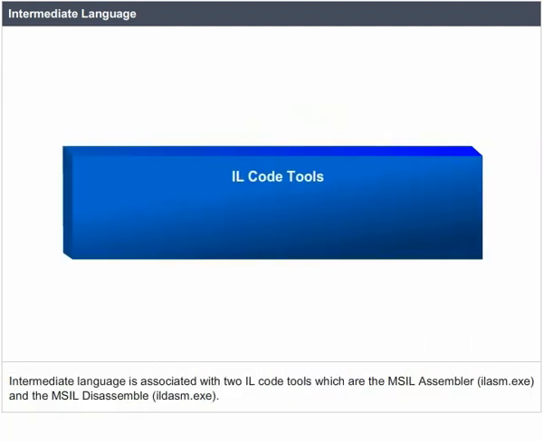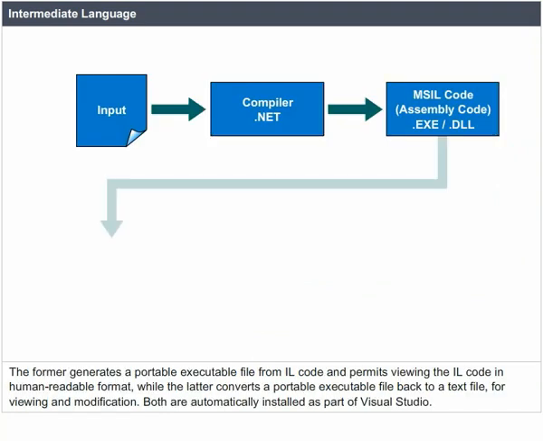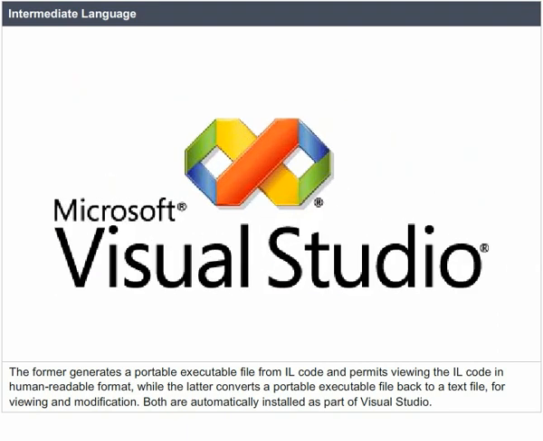Intermediate language is associated with two IL code tools, which are the MSIL assembler, ilasm.exe, and the MSIL disassembler, ildasm.exe. The former generates a portable executable file from IL code and permits viewing the IL code in human-readable format, while the latter converts a portable executable file back to a text file for viewing and modification. Both are automatically installed as part of Visual Studio.